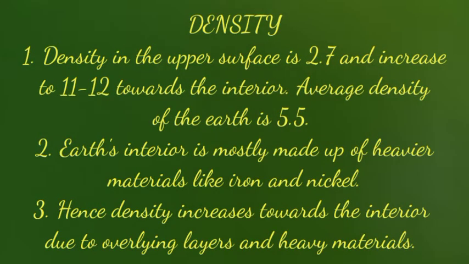When we discuss density, the Earth's average density, according to Newton's law of gravity, is 5.5. This density varies from the outermost layer to the innermost layer. The outermost layer, the crust, has a density of 2.7. It keeps on increasing as it reaches the mantle, reaching 3.5. And then ultimately towards the interior part of the core, the density reaches some 11 to 12.